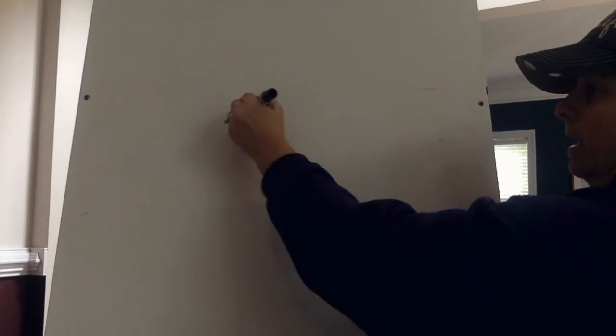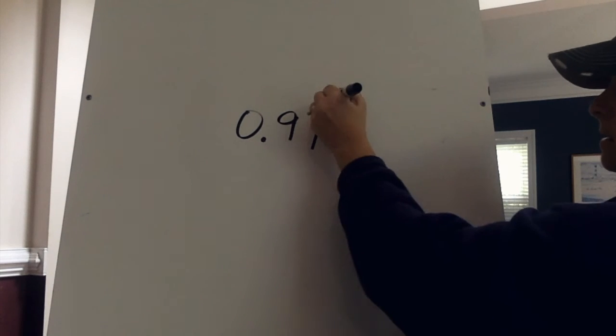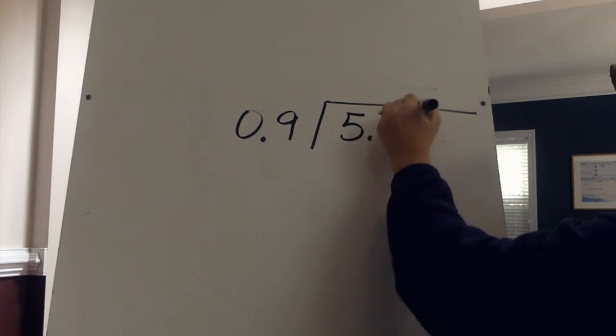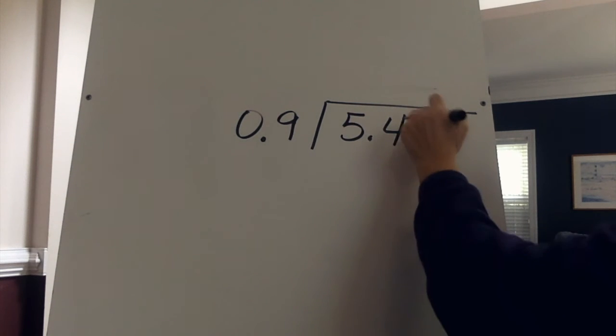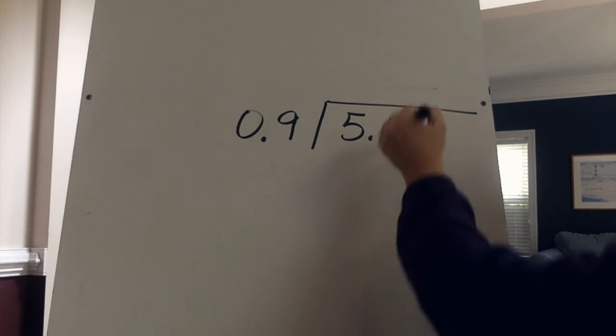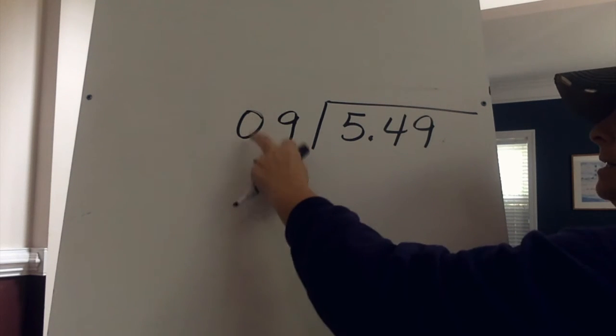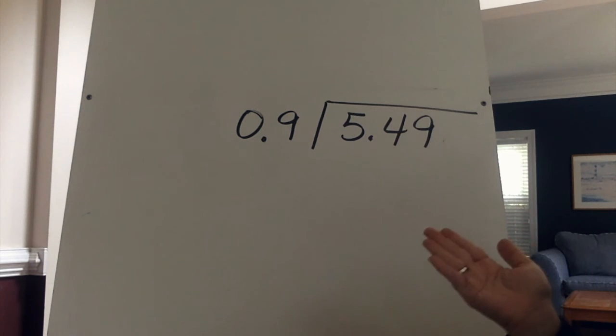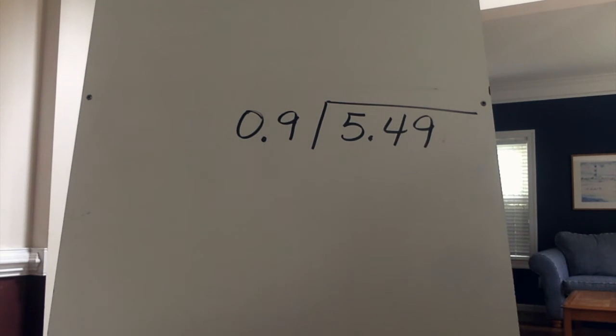All right, let's try this one. 9/10, so that's almost 1 whole. And let's do our dividend 54 and 5 and 49/100ths. Okay, so if I was rounding this one in my head, this is almost 1. This is about 5, so my answer should be around 5 because 5 divided by 1 is 5.